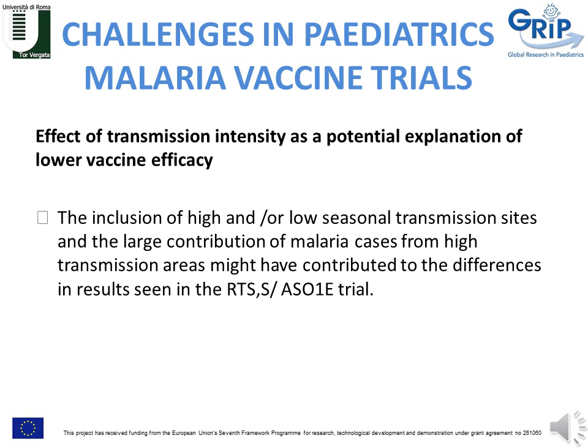Secondly, it has been shown that there was an effect of transmission intensity as a potential explanation of lower vaccine efficacy. It has been shown that the vaccine had higher impact in areas with high transmission intensity as compared to low and moderate transmission intensity. And therefore, this may have contributed to differences in results observed within different sites within Africa.